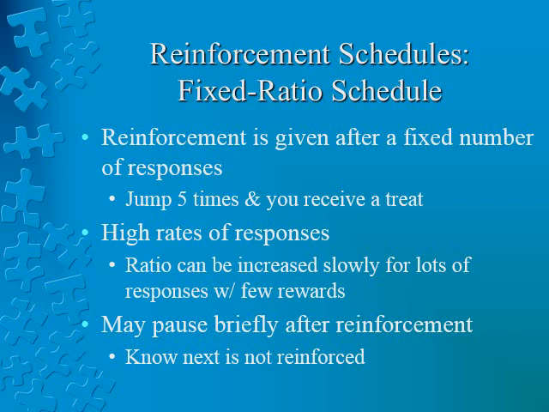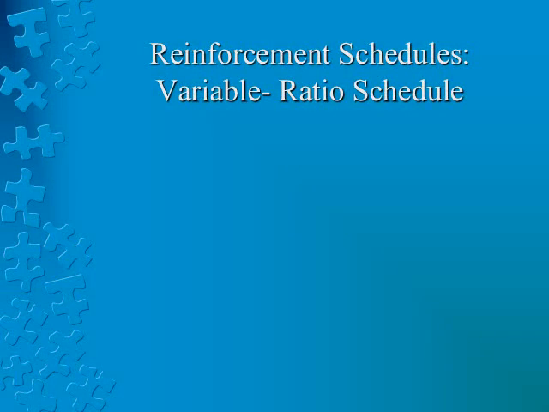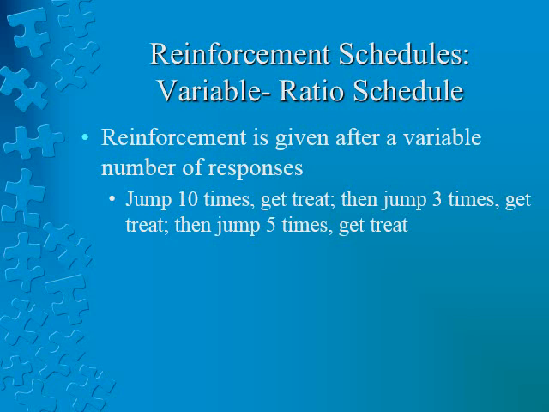This is just what I just said. They know the next behavior is not going to be reinforced. Get around this by varying the ratio. We call this a variable ratio schedule. This is what a slot machine uses. Now, reinforcement is given after a variable number of responses, and you just randomly change up how many behaviors you need to see before a reinforcement is given in between every single reinforcement.